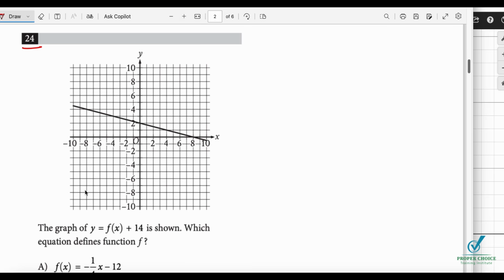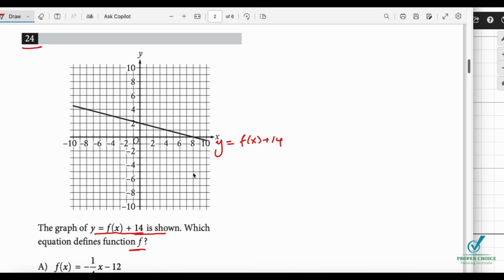It says that the graph of y equal to f(x) plus 14 is shown. This is the graph of the f function which has been translated 14 units up. Whenever we say y equals f(x), plus means translated up, minus means translated down. So this is the graph of the line y equals f(x) plus 14. Which equation defines f? So which equation defines the original graph of this line?